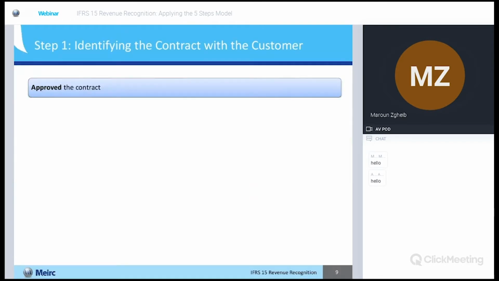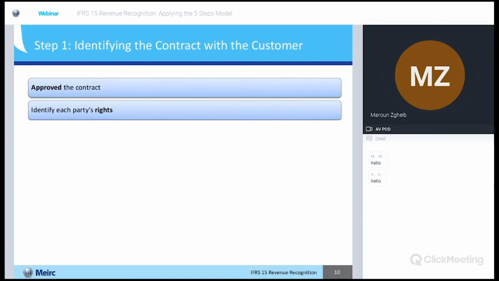Starting with the first step. The first step in the 5-step model is to identify the contract with the customer. We need to know if there is a contract. We need to know if the parties have agreed on something. And for the parties to agree on something, they must approve the contract. Approval of the contract does not have to be in writing, does not have to be signed. An acceptance of the good or acceptance of the service can mean the approval of the contract.